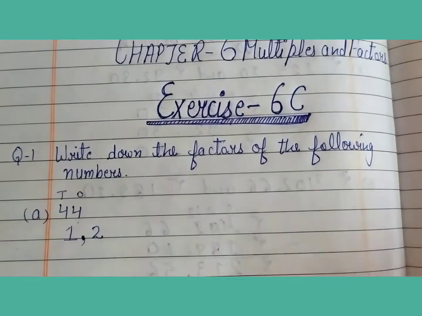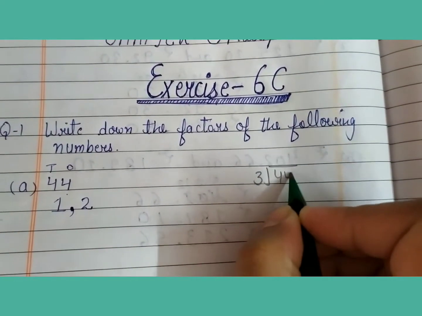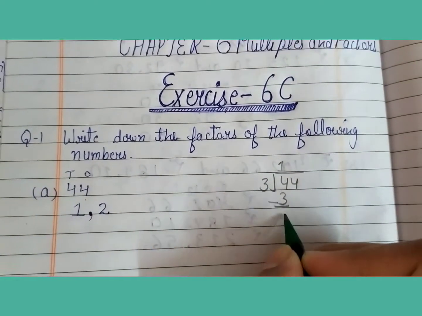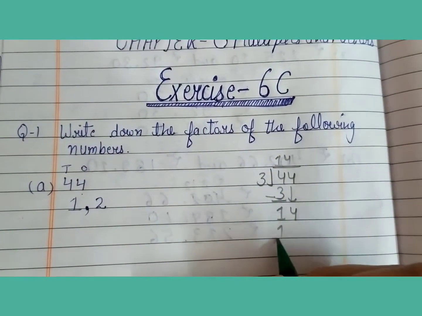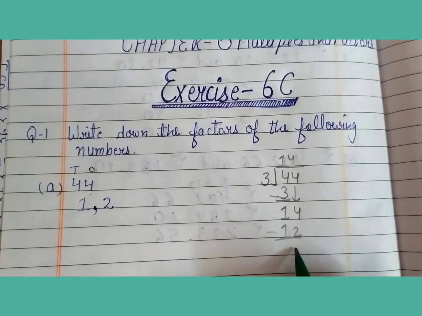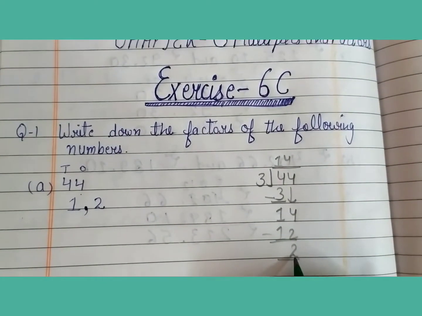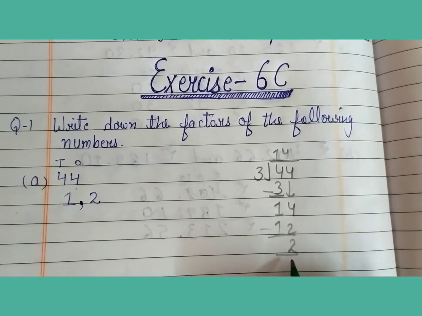Okay children? Next is 3. 44 divided by 3. 3 ones are 3. 4 minus 3 equal to 1. Write down 4. 3 fours are 12. 14 minus 12 equal to 2. Children, a remainder is left, so 44 is not exactly divisible by 3. 3 is not a factor of 44.